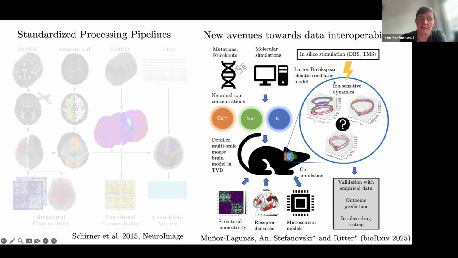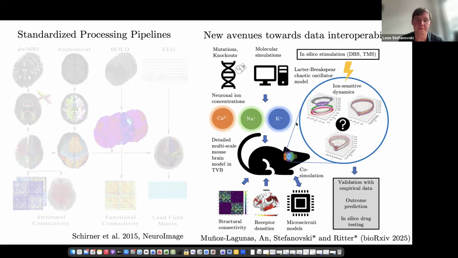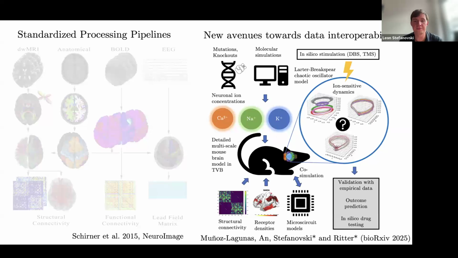The nice thing in this particular model is that it's highly sensitive, because of its chaotic nature, to changes in most of the parameters. So by changing, for example, the calcium concentration, we directly fundamentally switch the behavior of the system from an oscillatory to a chaotic behavior. And therefore, it holds the potential to model exactly these changes and to explore what a particular mutation can lead to.